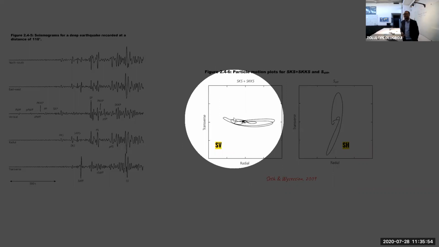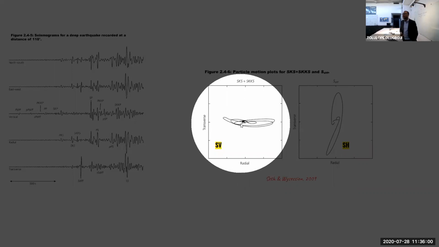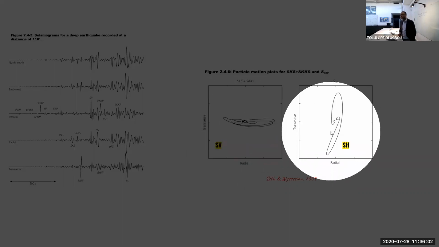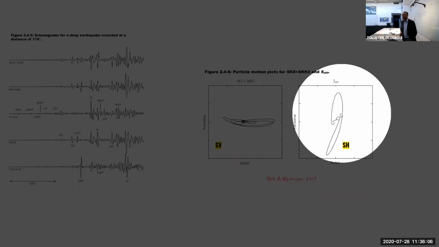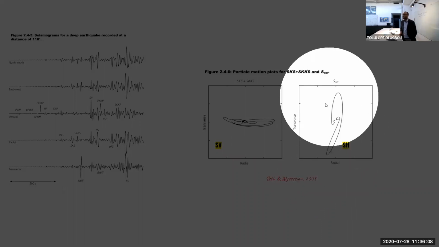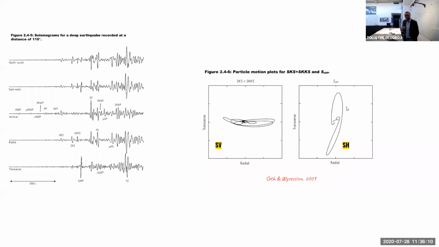So in this case, the SKS, SKKS phase is an SV wave. For the SDIF, most of the motion is in the transverse direction, with a slight motion in the radial direction, and essentially this is the SH wave. Any questions? No. Okay, we can keep going.